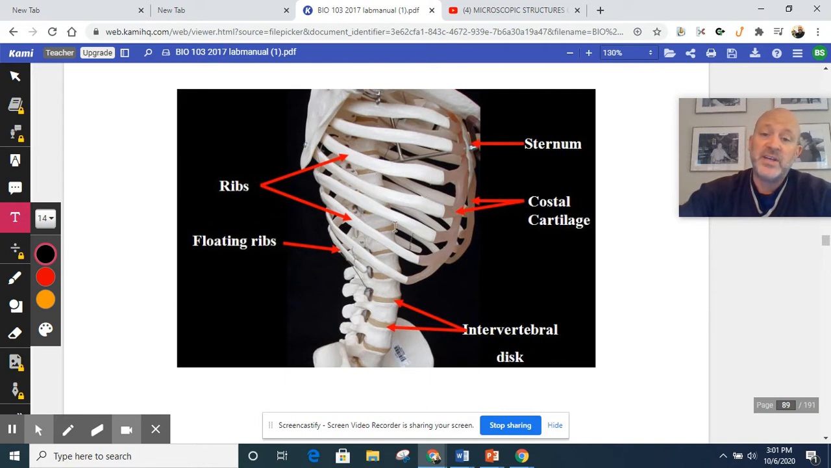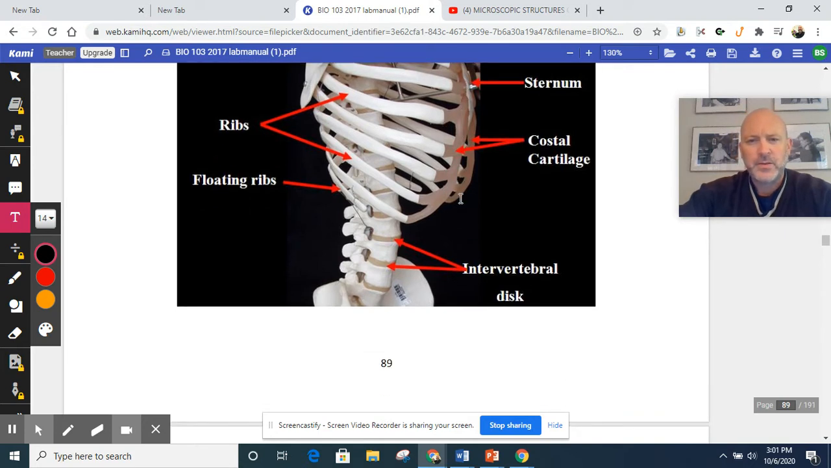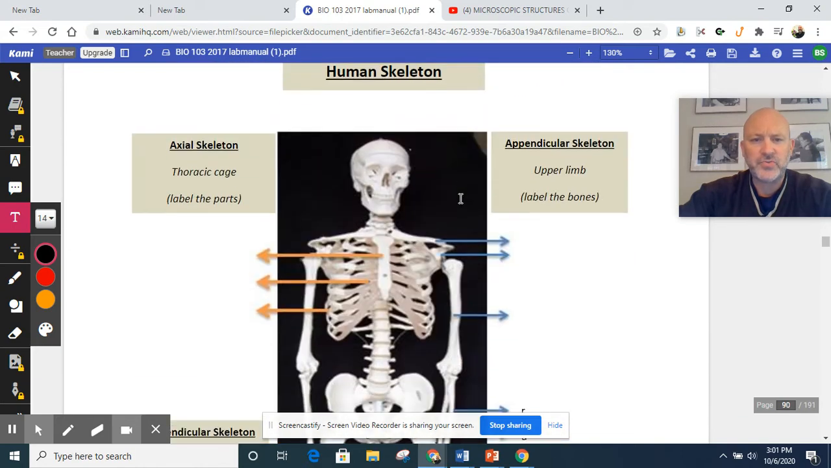Not all ribs attach to the sternum. Over here, we have 2 pairs of ribs that don't attach to the sternum. These are called floating ribs. Some ribs don't articulate directly with the sternum. They articulate indirectly with the sternum. That's ribs like these, where the cartilage kind of piggybacks off of the cartilage of another pair before it articulates with the sternum. Those are called false ribs.